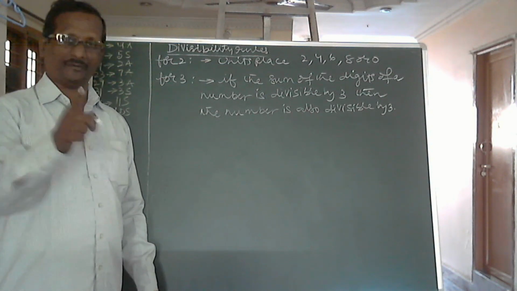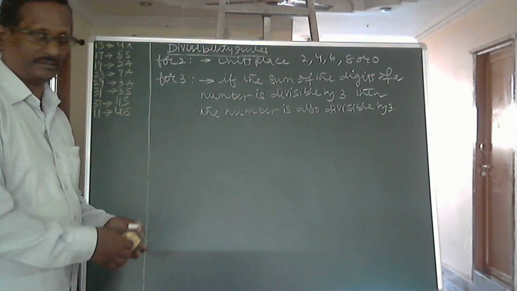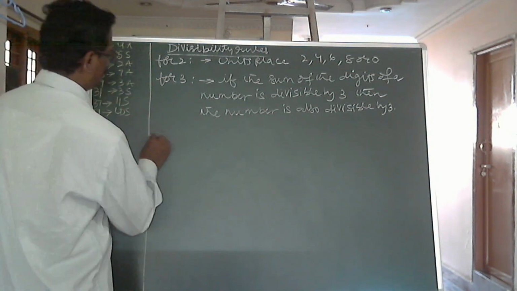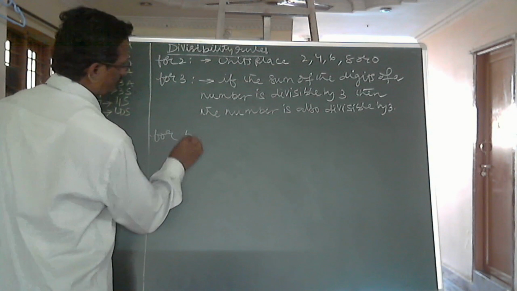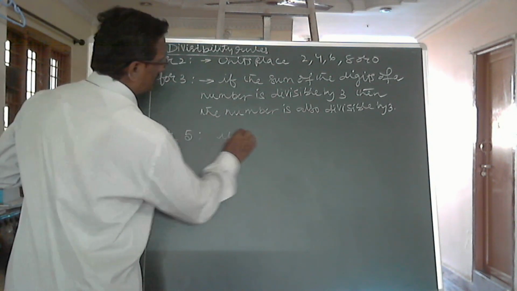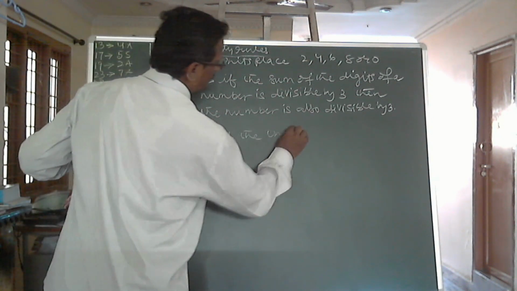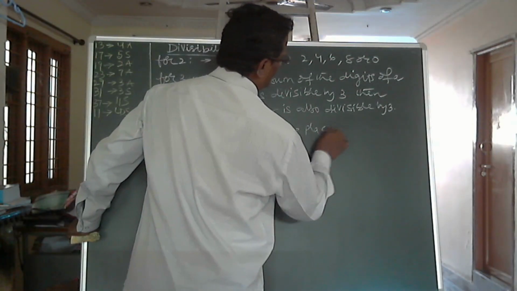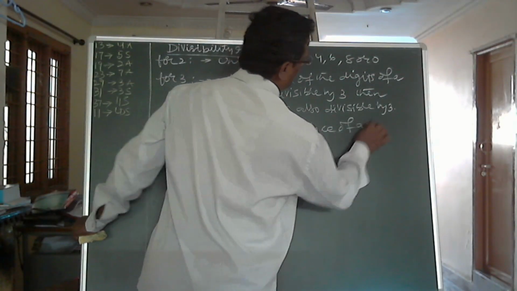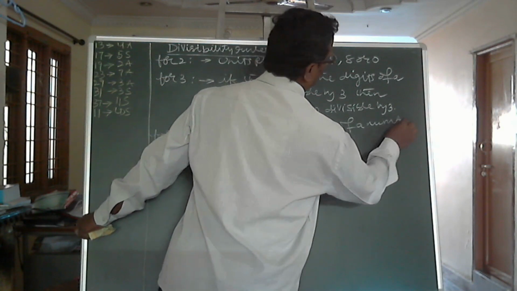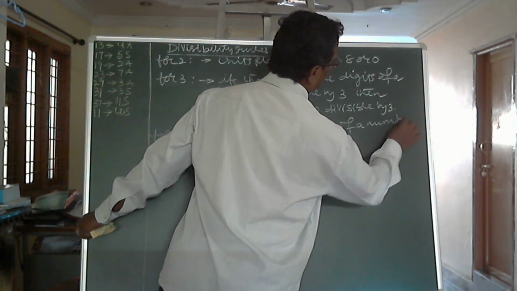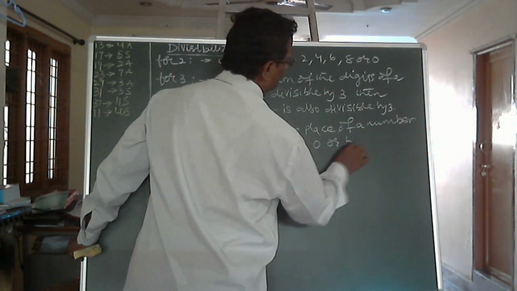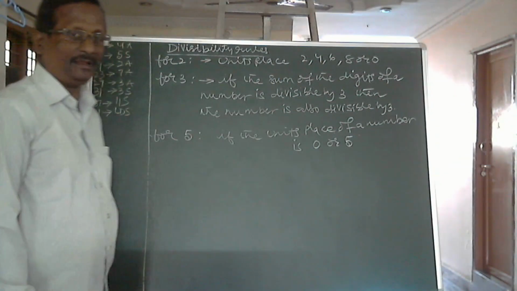Next, in general, we check the divisibility rules for the prime numbers. For composite numbers, we will discuss after the prime numbers. The next prime number is 5. For 5, if the units place of a number is 0 or 5, then the number is divisible by 5.